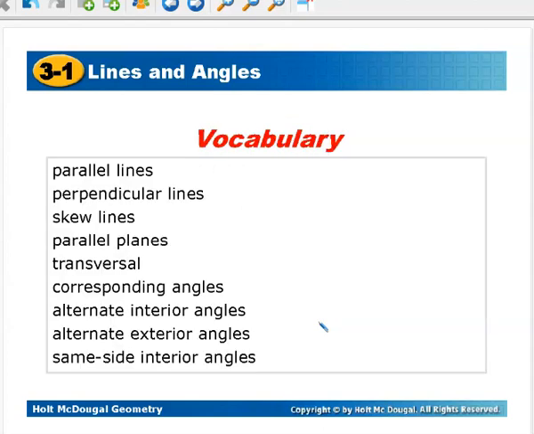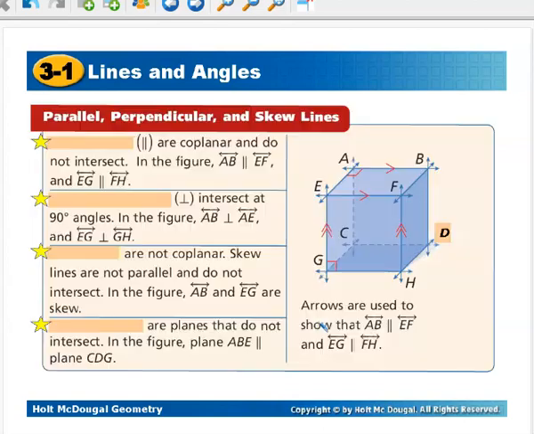Here's a list of important vocabulary words and phrases for this lesson. And we'll start the lesson by looking at this diagram and defining some of the terms that are in our vocabulary list. Starting with the first one, which is parallel lines. Parallel lines are coplanar and do not intersect. And as a reminder, if you've forgotten, coplanar means that they exist in the same plane.